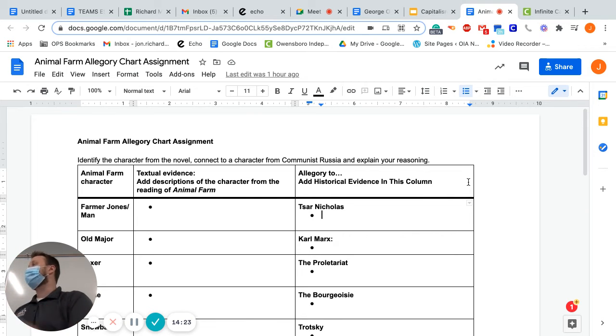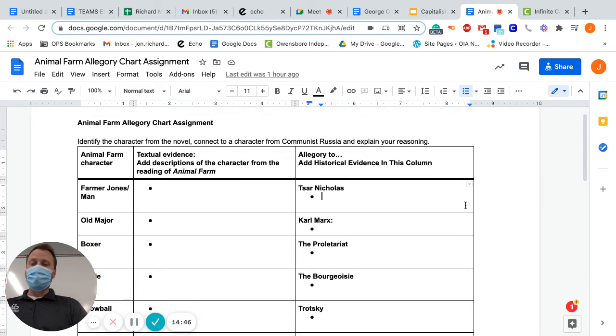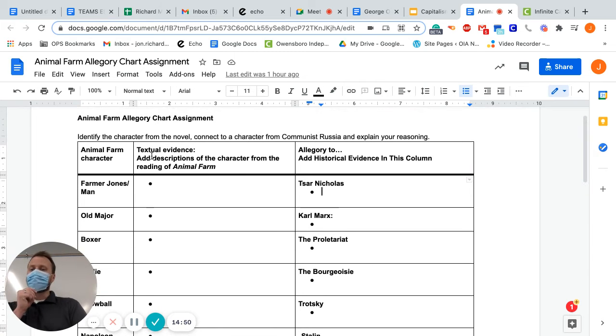And we've been talking, we looked in our chart, we talked about it today, that Animal Farm is an allegory, okay? And an allegory is a story that has characters that are symbolic of historical characters. So our characters in Animal Farm are going to align with characters in history, okay? And I've already given you who they align with. So if you look at this, it says Animal Farm Allegory chart assignment. It says, identify the character from the novel, connect to a character from communist Russia, and explain reasoning. Some of these are characters, some of them are historical ideas, but you'll see as we go.